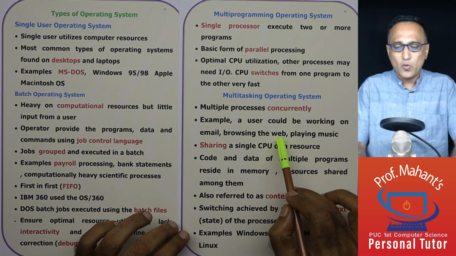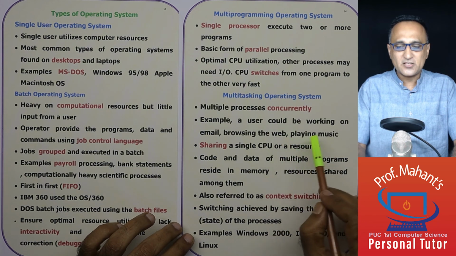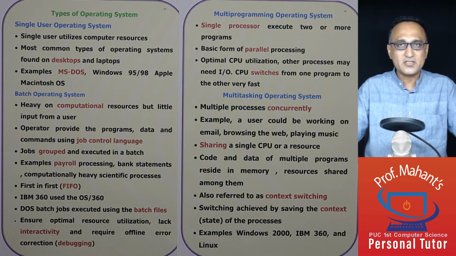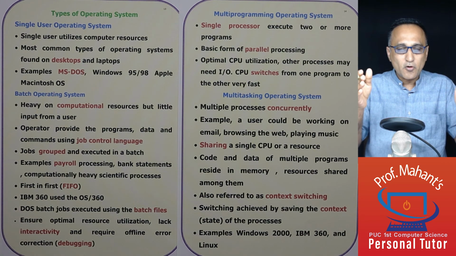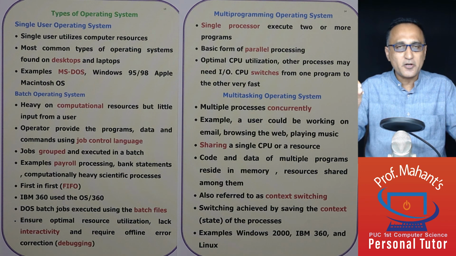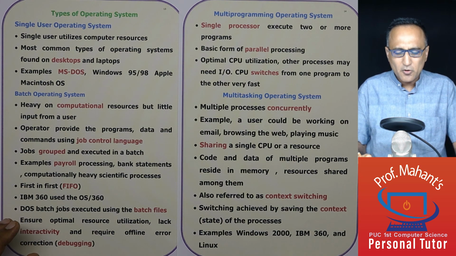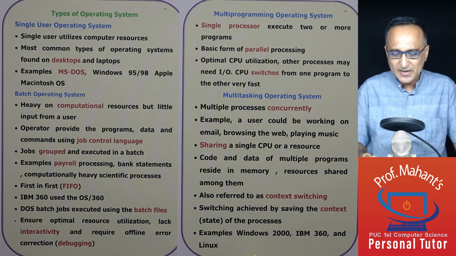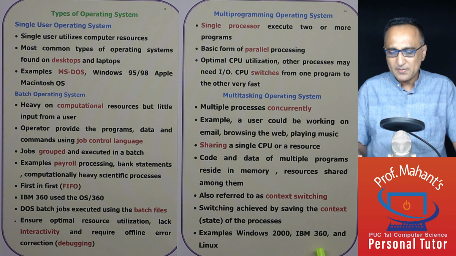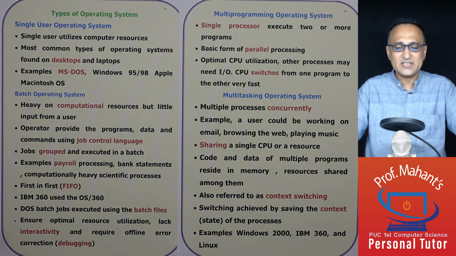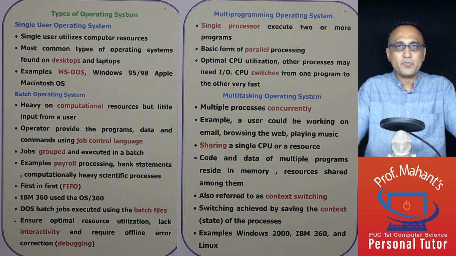Because one context is I'm browsing the web. Next context is I'm playing the music. Third context is I'm viewing the email. Fourth context is I may be watching a movie. So for all of this, it notes down where I am and it goes back exactly to that point to allow you to continue the work you're trying to do. Now, most of the modern operating systems provide this multitasking, and examples are Windows 2000, IBM 360, and Unix and Linux, which are examples of multitasking operating systems.